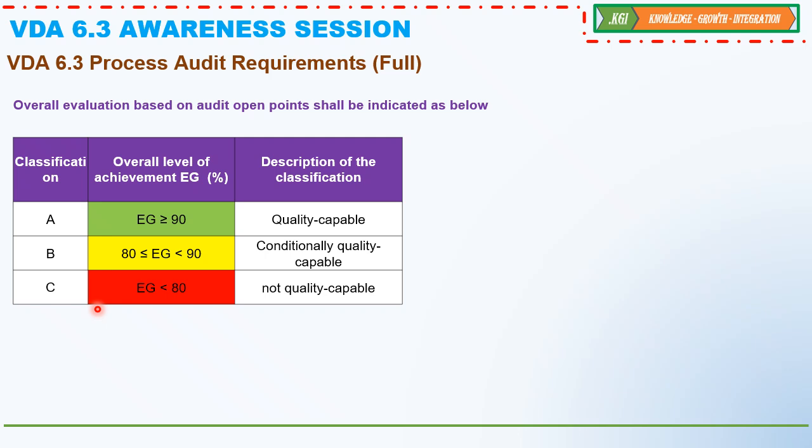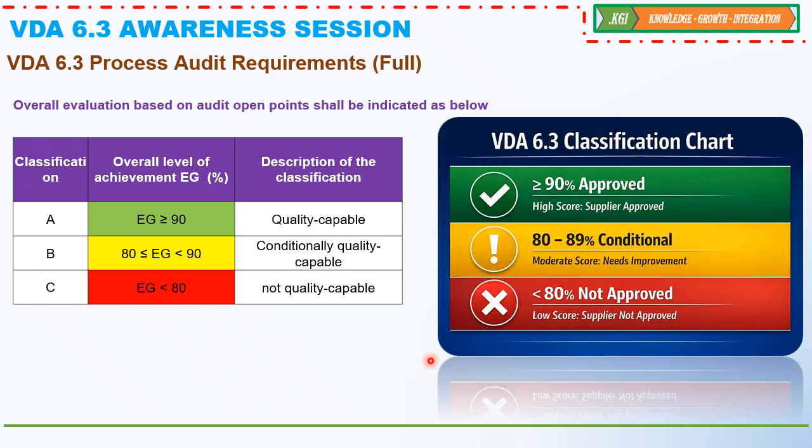If the overall score is less than 80%, it means the supplier is rated as C, red, where it is not capable and immediate corrective actions are required. This classification helps organizations to prioritize actions and allocate resources effectively.